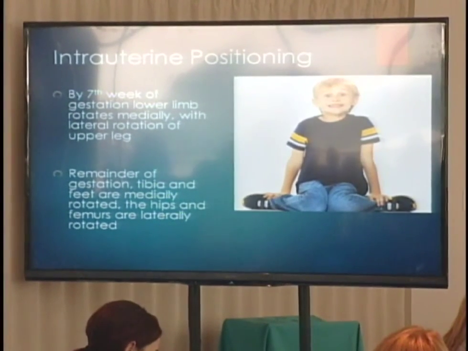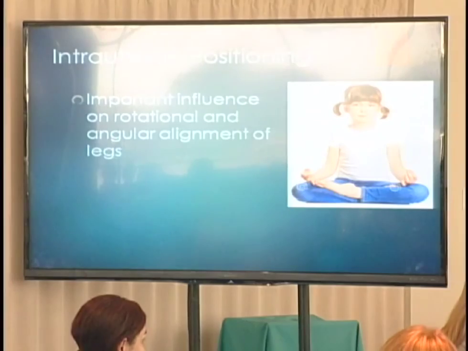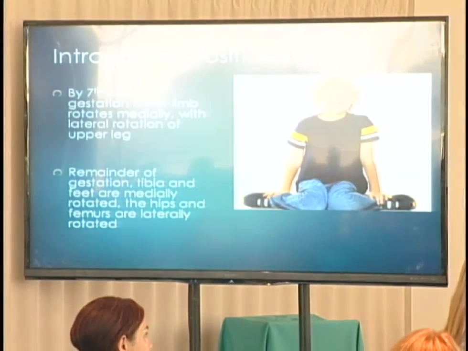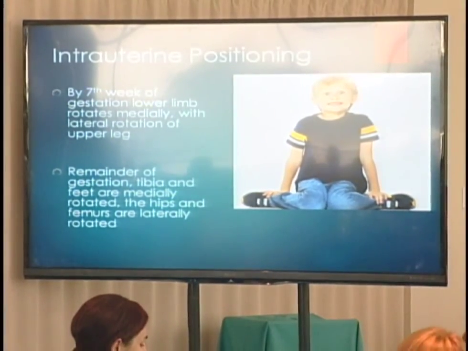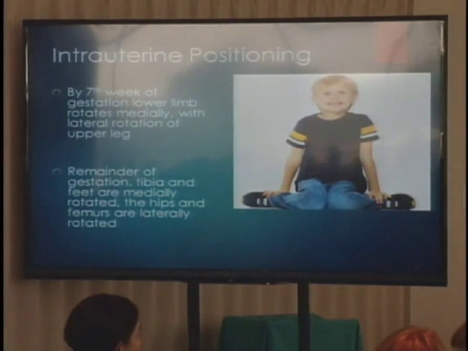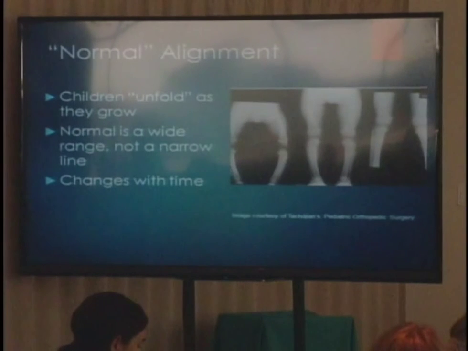So this is more commonly what you see. Not so much this picture of this girl sitting this way, but a picture of this child sitting this way, that W sit. We'll see, it's okay. Usually by the 7th week of development, that lower limb is starting to internally rotate or rotate medially. And so that pretty much stays that way during development for the most part.